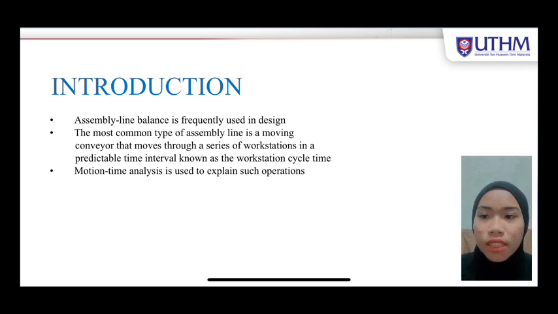Each station's assignment is made up of a variety of tasks, elements, and work units. Motion type analysis is used to explain such operations. They are in fact grouped such that they cannot be subdivided on the assembly line without incurring an additional movement penalty.